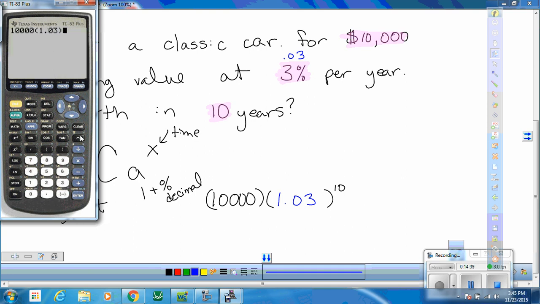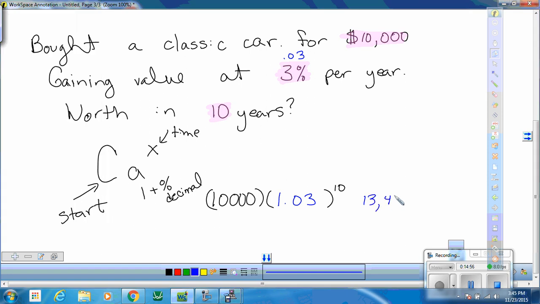And then I have 1.03. And then I'm going to take it. Now, if you've forgotten how to do exponent, it's the little caret top. So I'm going to take it to the 10th power. So 10,000 times 1.03 to the 10th power. And that is going to give me $13,439.